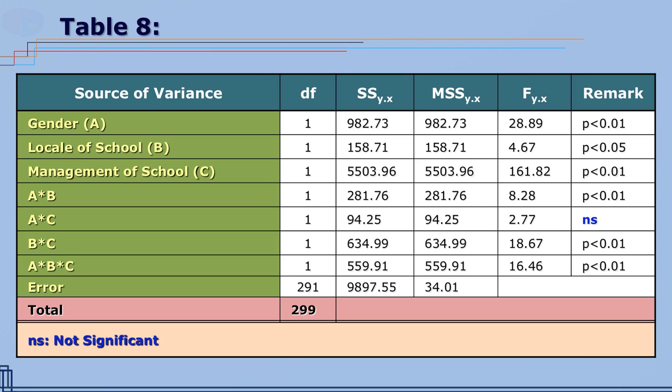was taken as covariate. Thus, the null hypothesis that there is no significant influence of interaction between gender and management of schools on self-efficacy of students by taking resilience as covariate is not rejected. It may therefore be said that self-efficacy of students was found to be independent of interaction between gender and management of schools when resilience was taken as covariate.